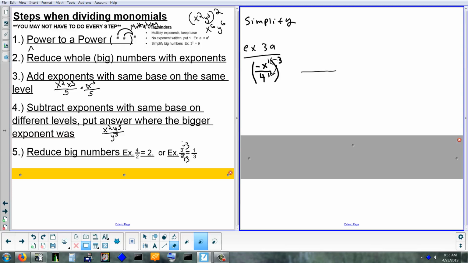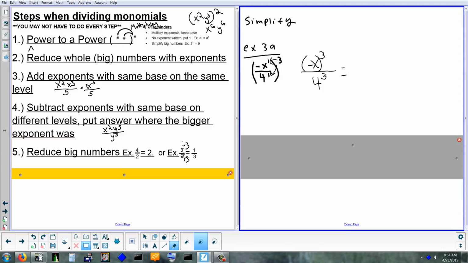Negative x cubed. On the bottom, 4 cubed. There's no negative. All right? On the top, I've got negative x to the third, right? Yes. It can stay like that. Like we talked about, we should have parentheses, because you're cubing the x and you're cubing the negative with it. It's like you're cubing a negative 1.